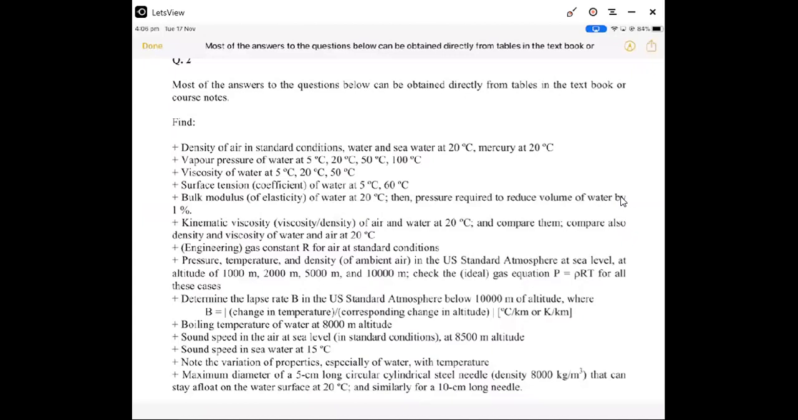Okay, can you see it? This is question 2. Excuse me, online student, can you see my iPad? Question 2. Yeah, okay.